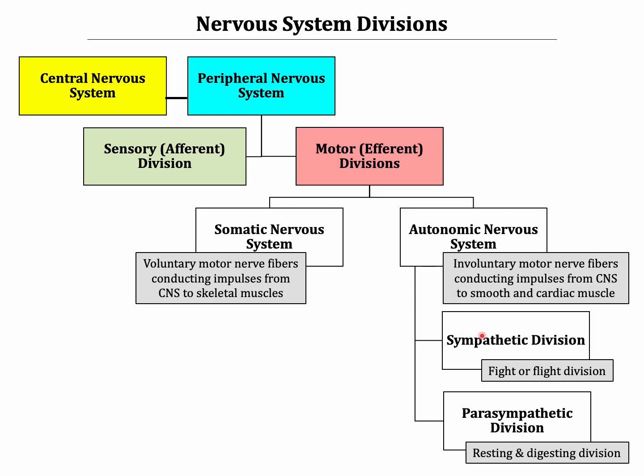Falling under the ANS is our sympathetic and parasympathetic division. Sympathetic activates our fight or flight response, versus parasympathetic regulates our resting and digesting state. And we'll utilize chapter 14 to cover the entire autonomic nervous system.